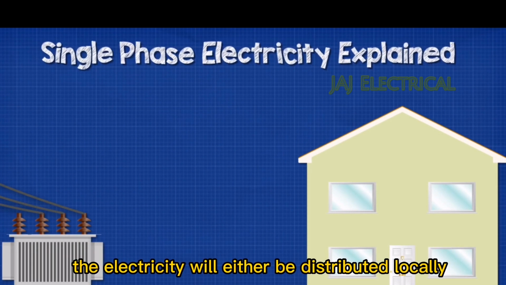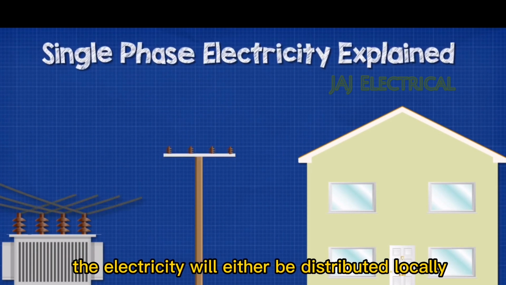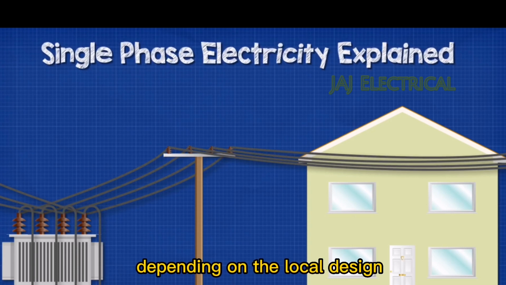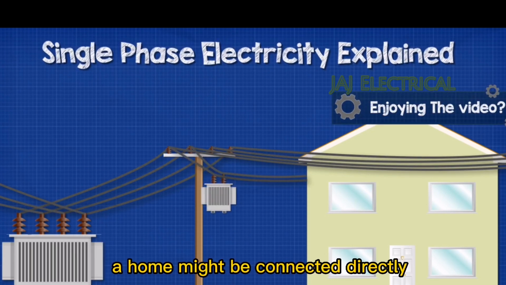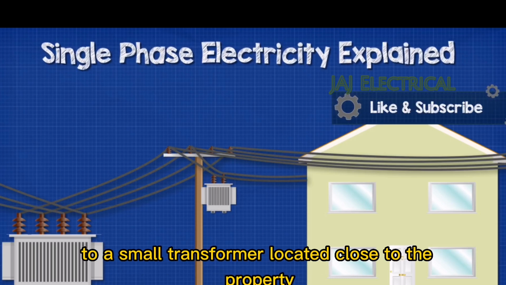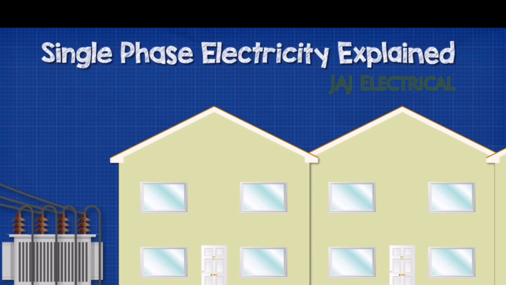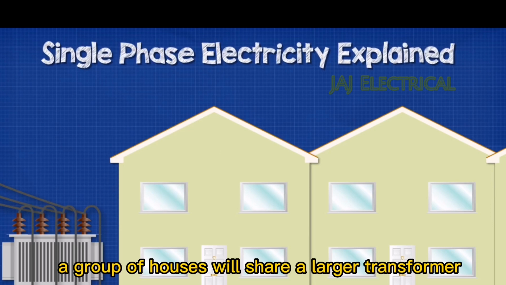From the substation, the electricity will be distributed locally through either overhead or underground cables. Depending on the local design and the voltages being used, a home might be connected directly to a small transformer located close to the property, or alternatively, a group of houses will share a larger transformer.